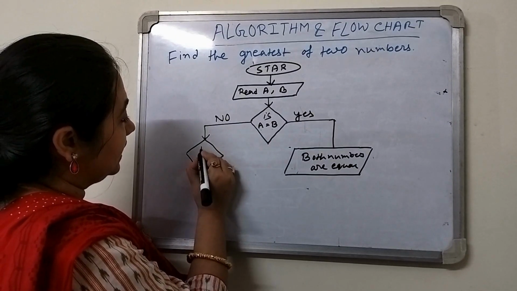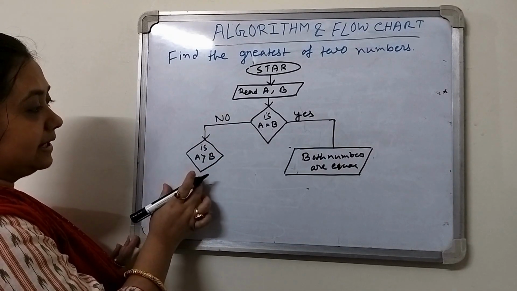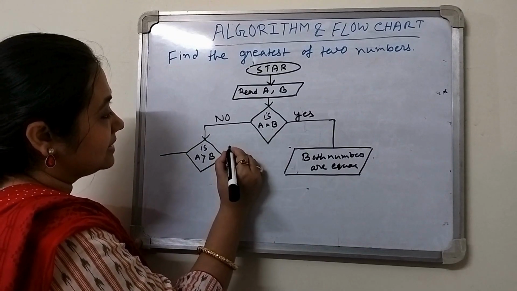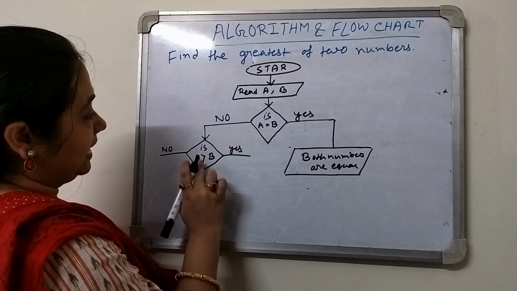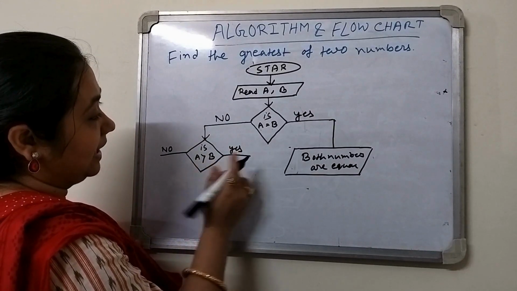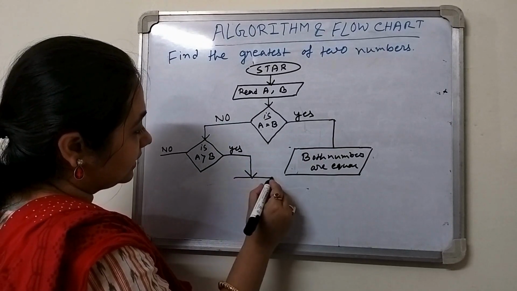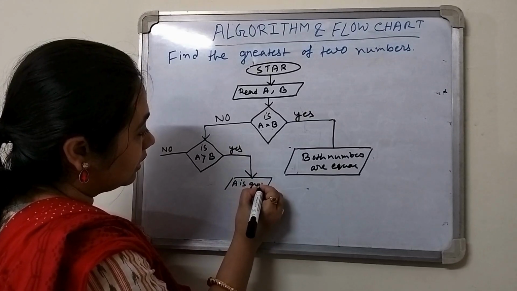What will be the condition? Is A greater than B? If we get that A is greater than B, from there we again take two answers, one is yes, another is no. If A is greater than B, we get this answer. So for this result, what will we get? We will get that A is greater.